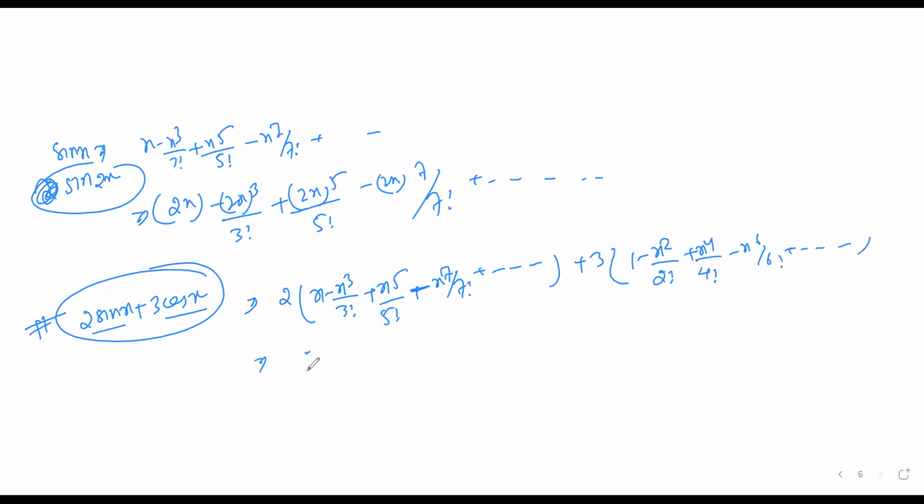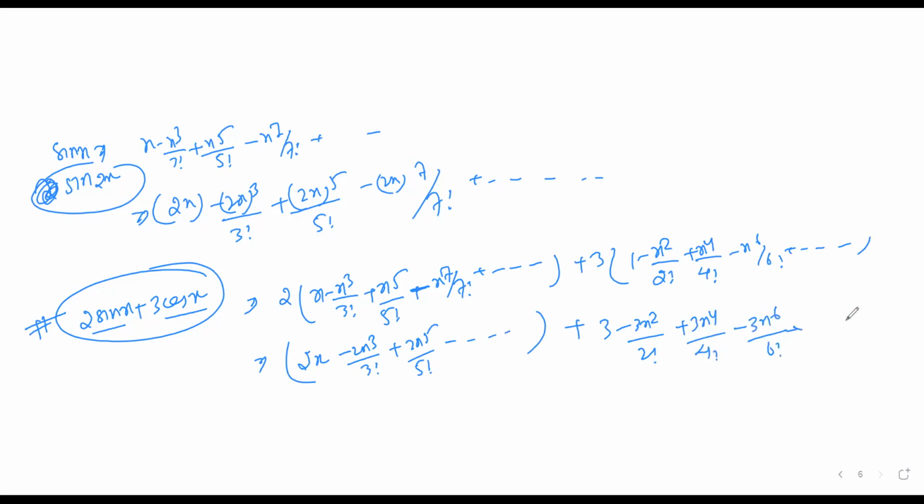Now you multiply the two: it's 2x minus 2x cube by 3 factorial, minus 2x to the power 5 by 5 factorial, and so on. And here you write down 3 minus 3x square by 2 factorial plus 3x to the power 4 by 4 factorial minus 3x to the power 6 by 6 factorial and so on. So you just add them, you will get the answer here. Just add them.